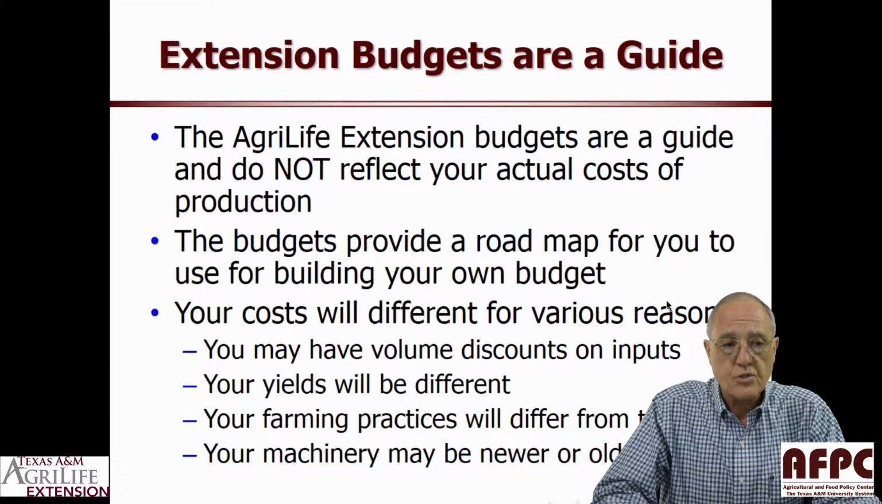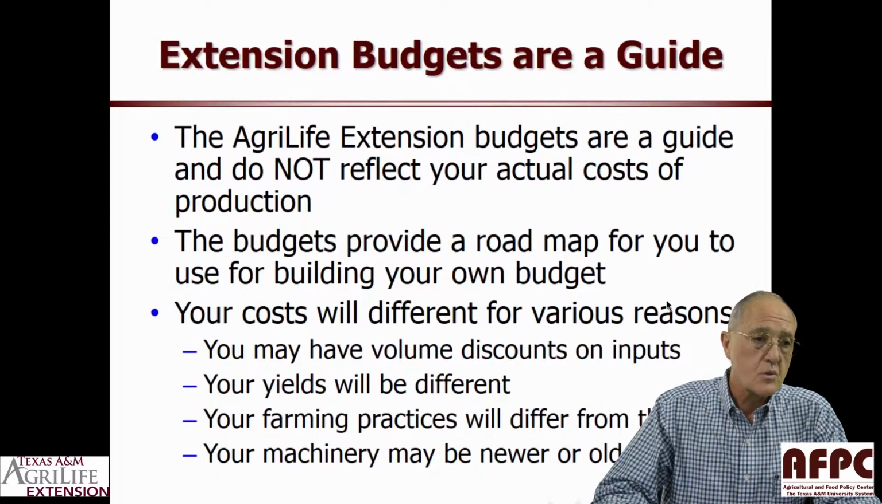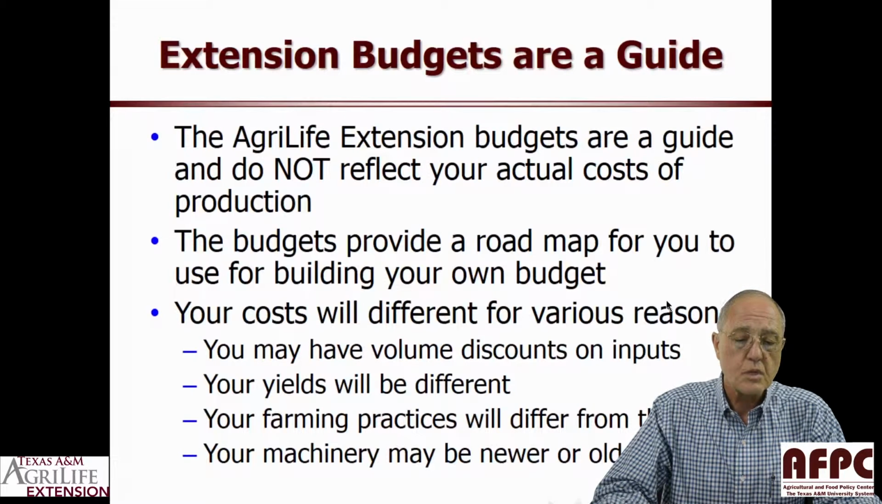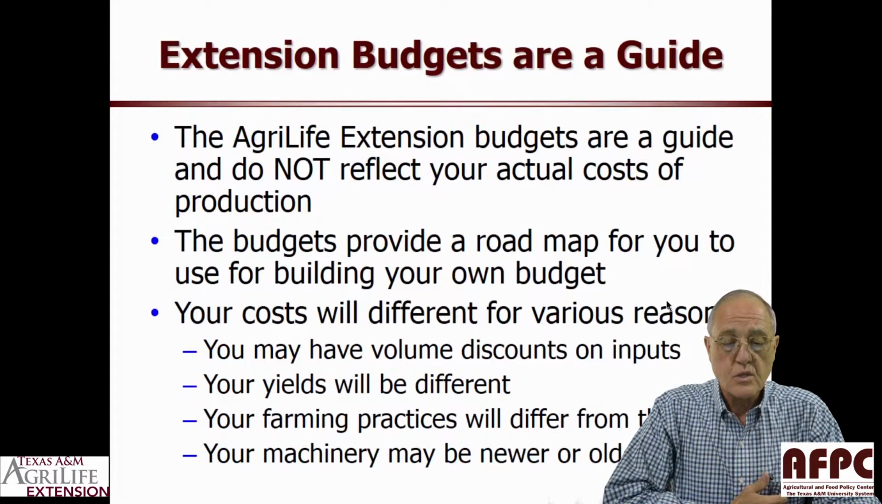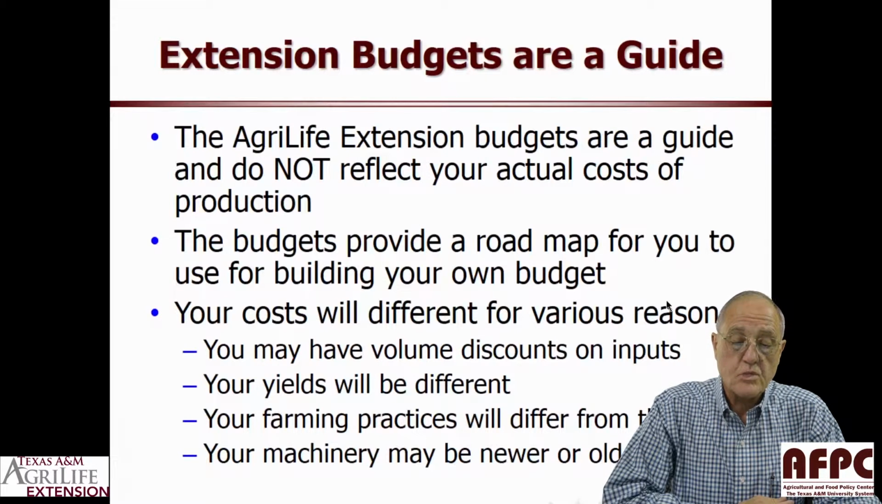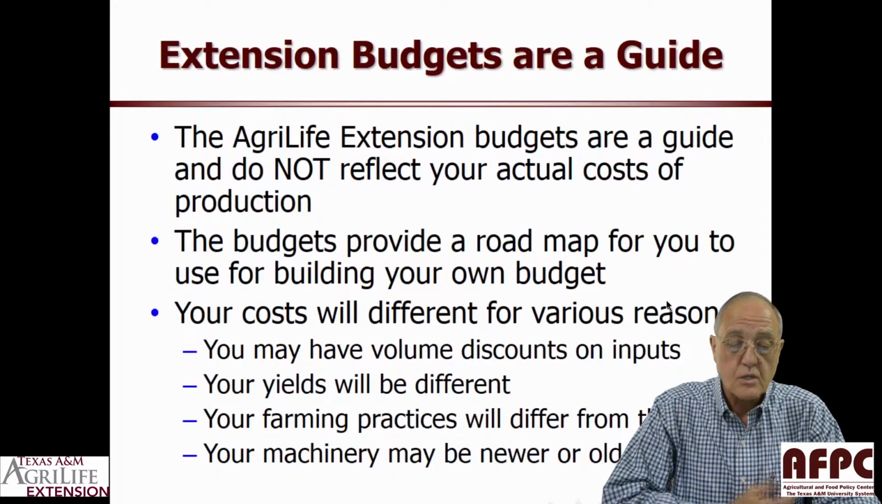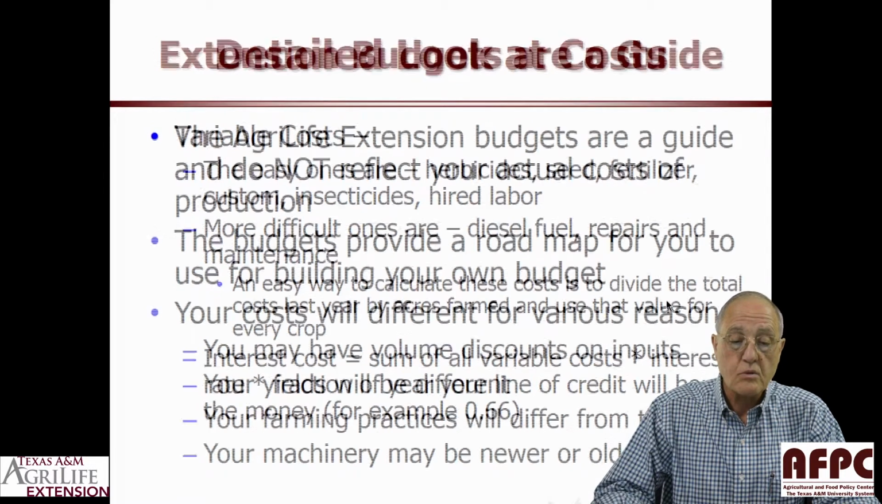These numbers are just a guideline. They are not your numbers of cost of production. They're what you could use to estimate your own costs of production. These budgets are just a roadmap for you to use in building your own budget. Your costs will be different in many regions, such as you may have volume discounts on your inputs. Your yields will certainly be different from the yields in the budgets. And your farming practices may differ, and your machinery may be newer or older.